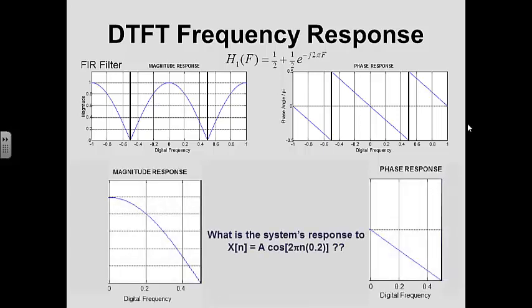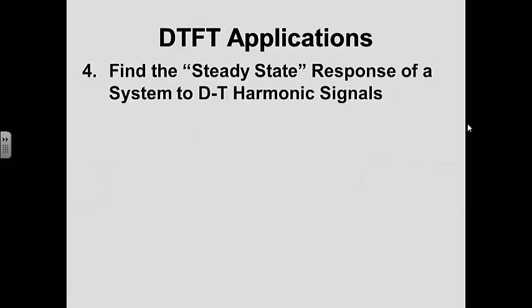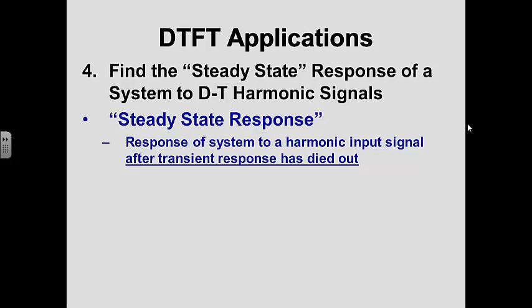So if I put in, for example, a cosine of 2 pi n times 0.2, well, this is frequency 0.2. You go over to frequency 0.2, look up the magnitude at 0.2, look up what phase we get, and those answers are all the information that I need. So that tells me the steady state response, meaning no transients. Somebody turned that cosine on a long time ago.